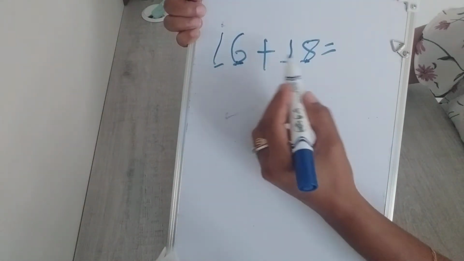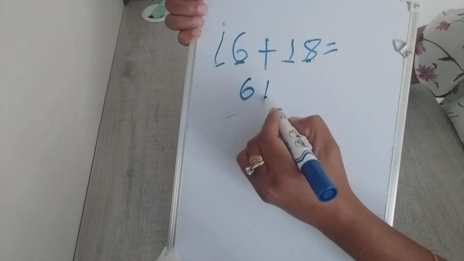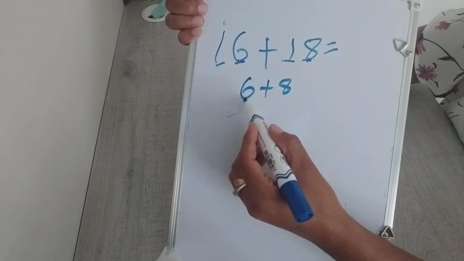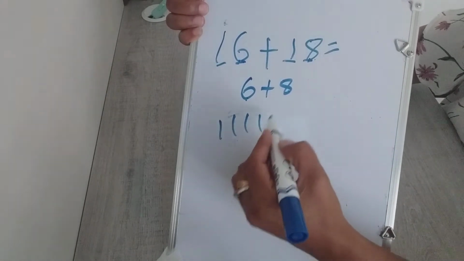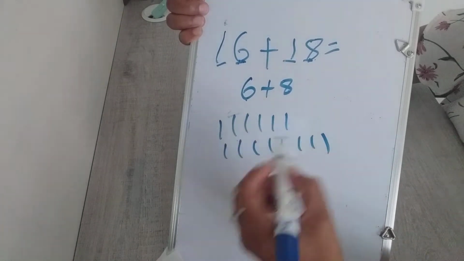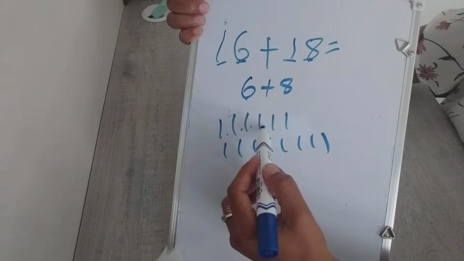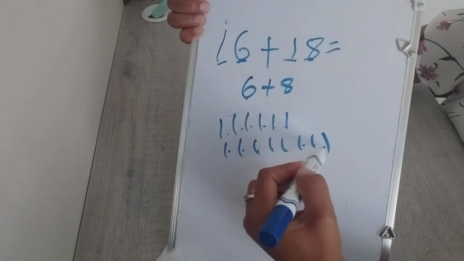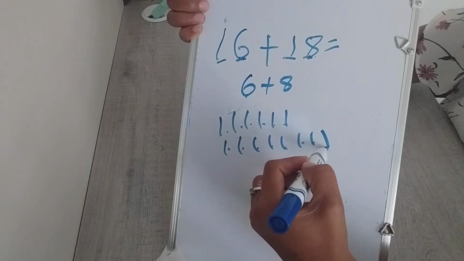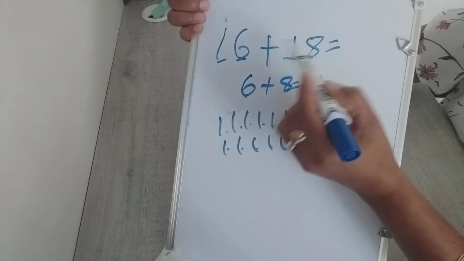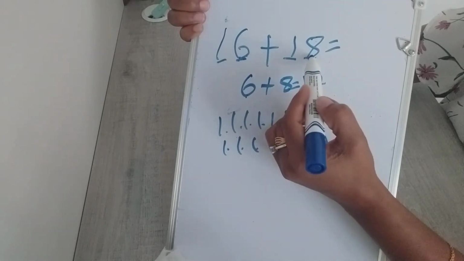Now, 6 plus 8. What will be? I have 8 here, I have 6 here. 1, 2, 3, 4, 5, 6. 1, 2, 3, 4, 5, 6, 7, 8. I have 1, 2, 3, 4, 5, 6, 7, 8, 9, 10, 11, 12, 13, 14. How much is it? It's 14. Yes? Now here, 6 plus 8 is 14.